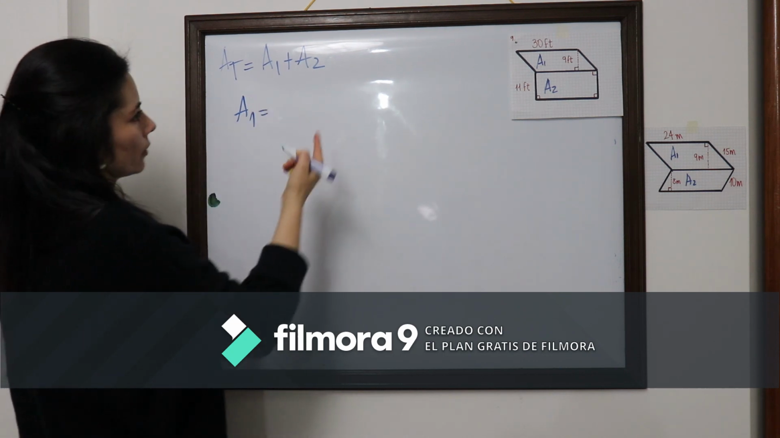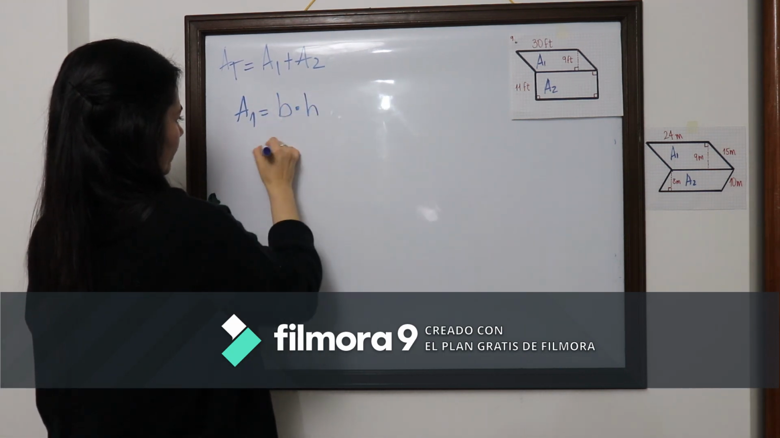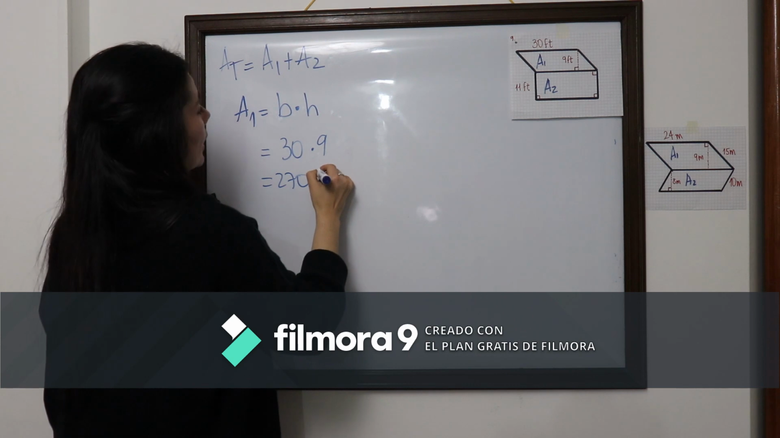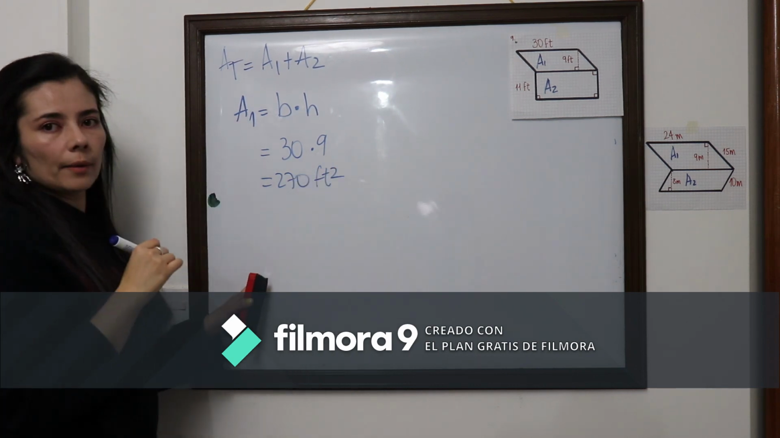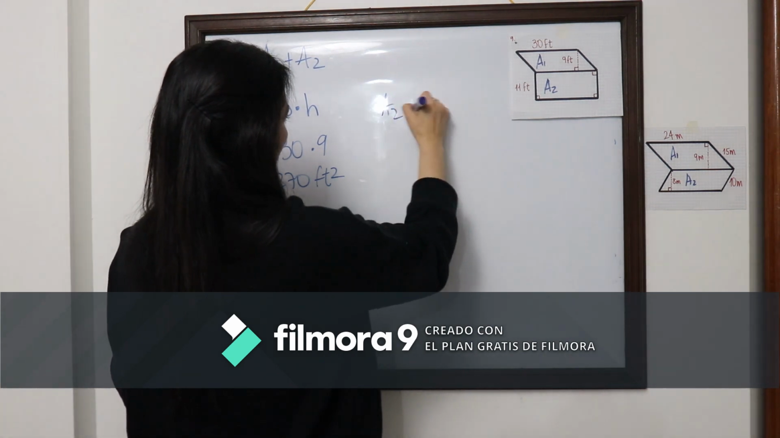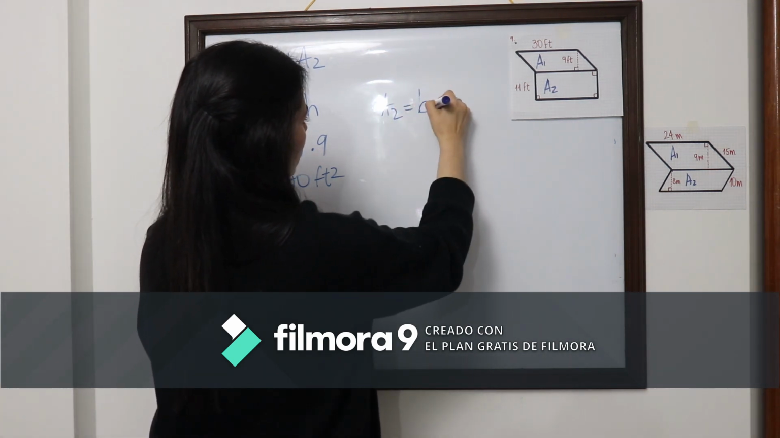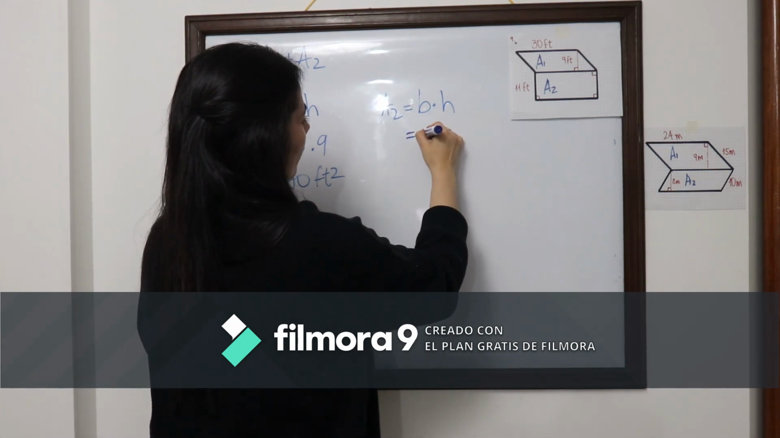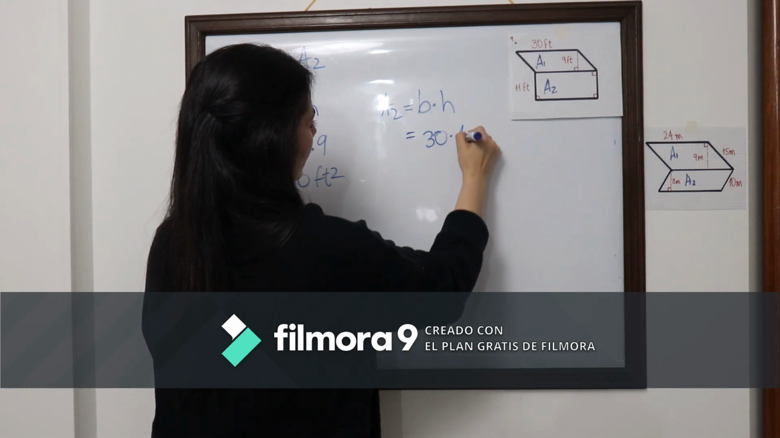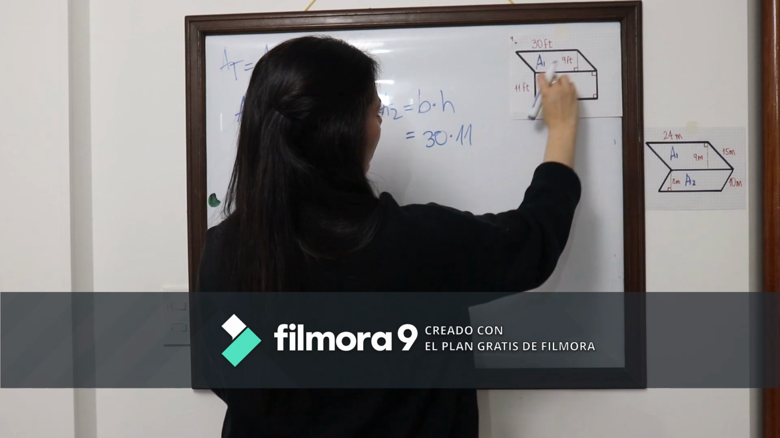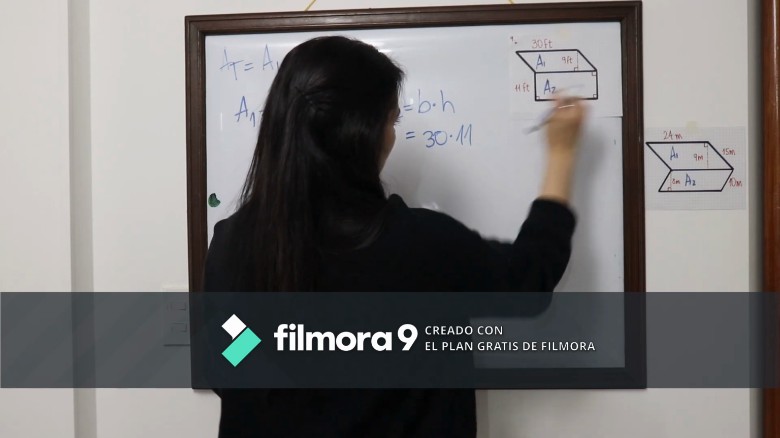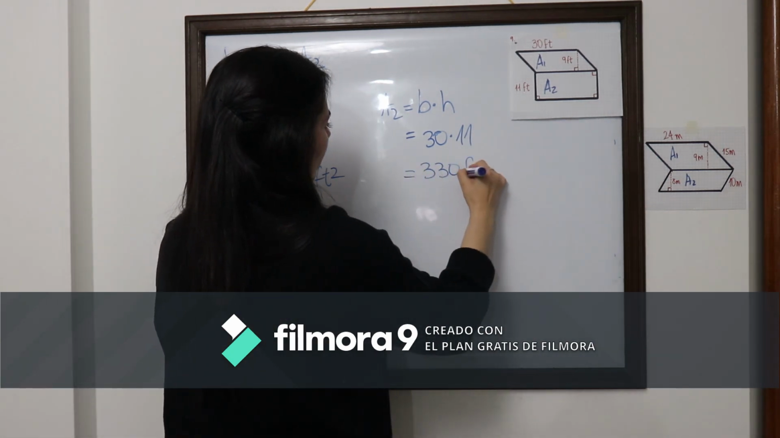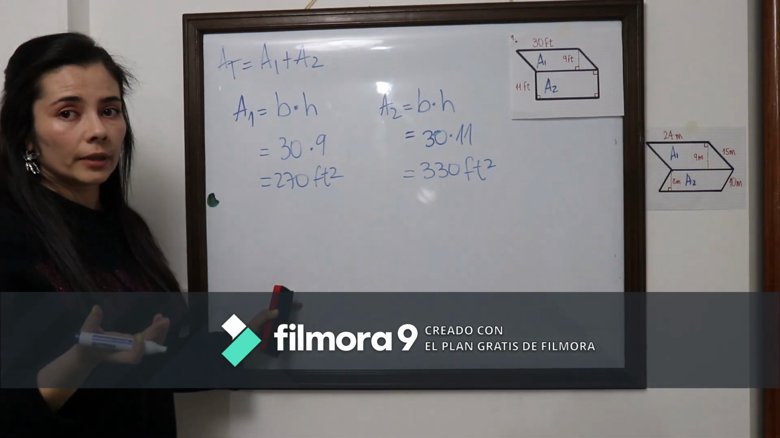So the first area, of course, is going to be base times height, which is gonna be 30 times 9, and we know that is 270 square feet. Please do not forget the units. And then we're gonna do area number 2, which also is base times height, and here it's gonna be 30 again, times 11. How do I know it's 30? Well, this side is 30, this side has to be 30, and of course this side has to be 30. So they all are 30, that's why I know. And I'm gonna get 330 square feet.